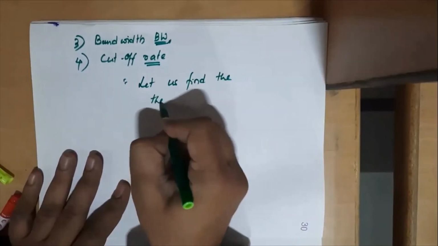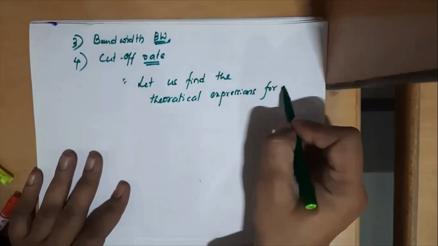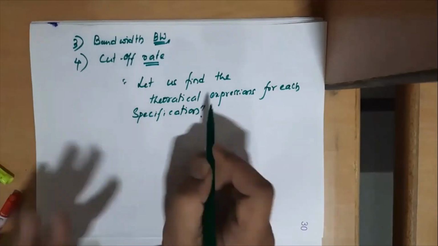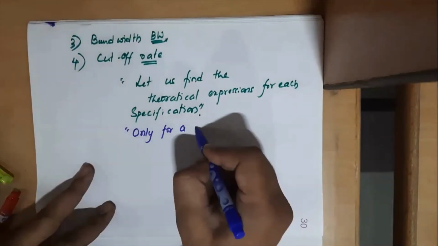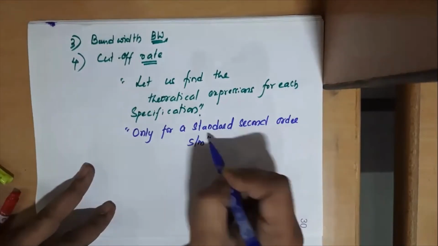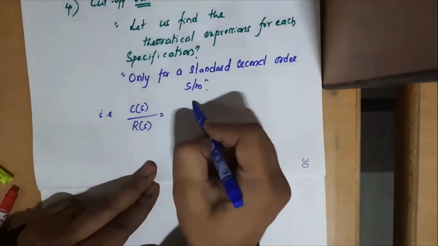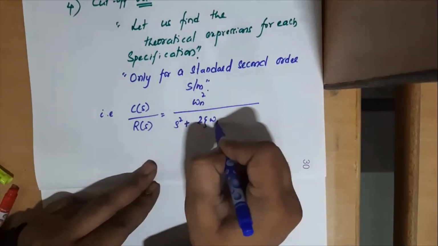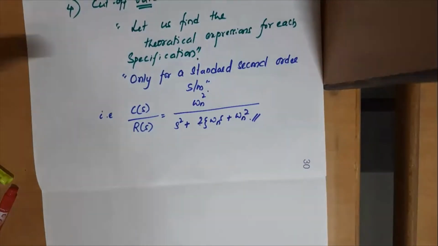So let us find the theoretical expression as well as a conceptual understanding of these specifications. But the condition is, again, we are restricting this analysis to a standard second order system. That is, we are going to find the specifications for only this system. Our best friend, the second order system: omega n square over s square plus 2 zeta omega n s plus omega n square.